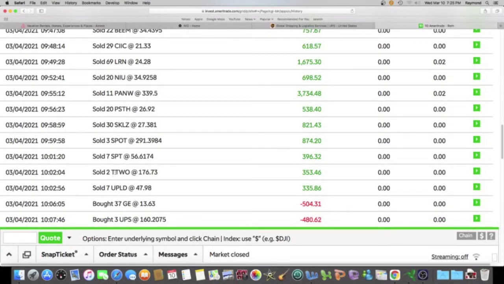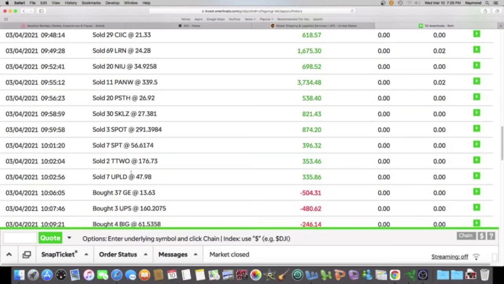Stock ticker TTWO. This is Take-Two Interactive. When I sold these shares, I was actually losing a little money. I actually haven't owned these shares for too long, but when I saw it dropping like crazy, I decided to bail out. Not everything, just a couple of shares.